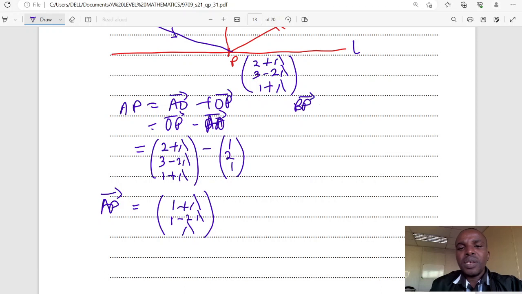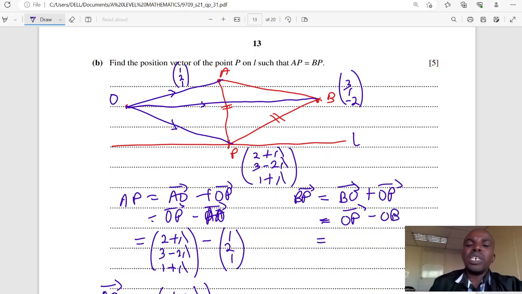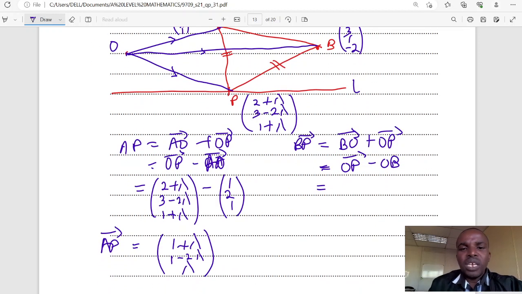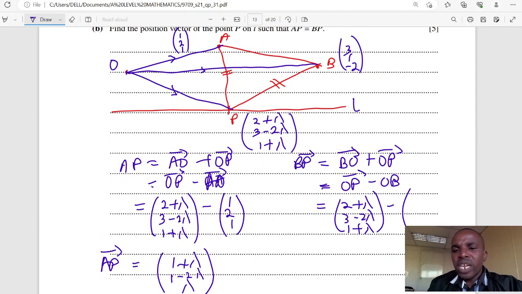BP, if you check on our vector diagram, is BO plus OP. This is the same as OP minus OB, because BO is negative OB. So OP is the same thing, (2 plus lambda, 3 minus 2 lambda, 1 plus lambda), minus OB, that is (3, 1, 2).